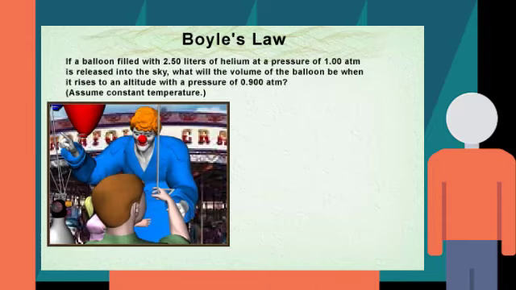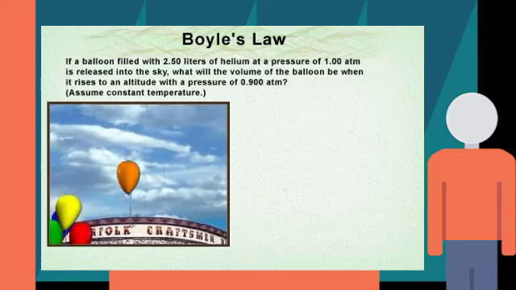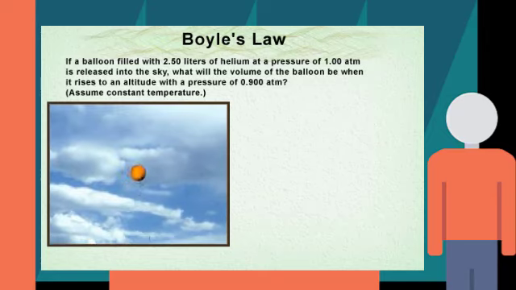For an example of how Boyle's law is used, consider the following scenario. If a balloon filled with 2.50 liters of helium at a pressure of 1 atmosphere is released into the sky, what will the volume of the balloon be when it rises to an altitude where the pressure is 0.900 atmospheres, assuming a constant temperature? To solve this problem, you can use the equation P1V1 equals P2V2.